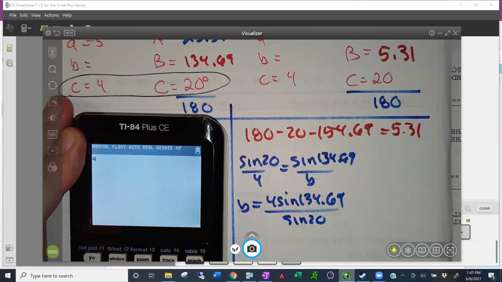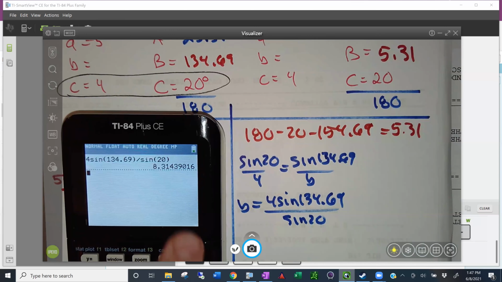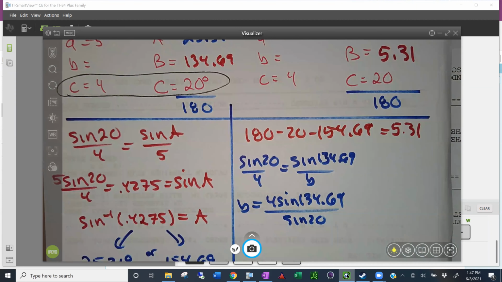Four sine 134.69 divided by sine of 20. 8.314, so call it about 8.31.